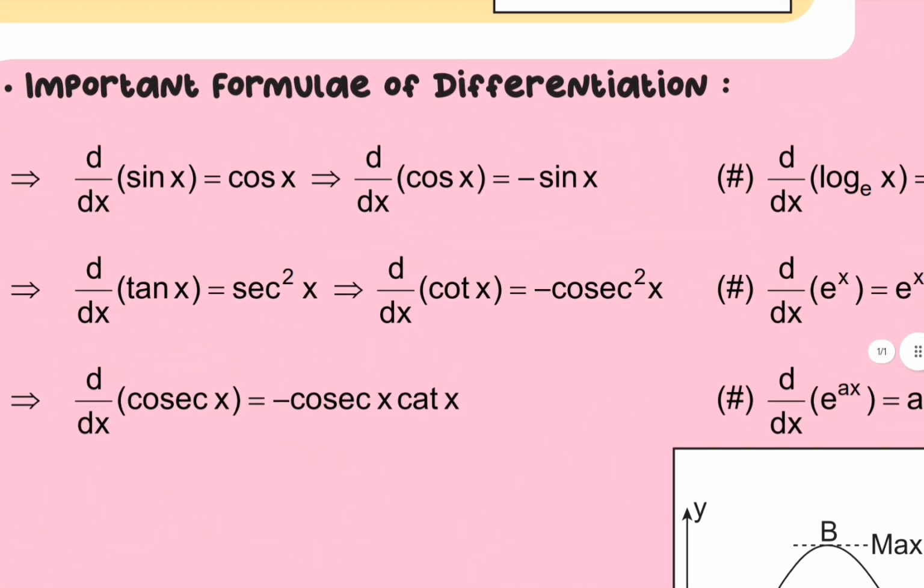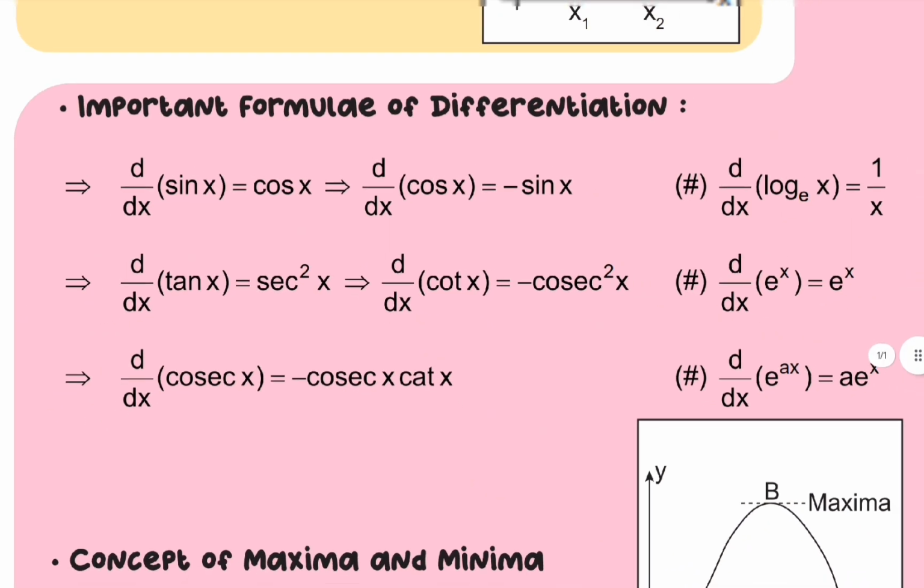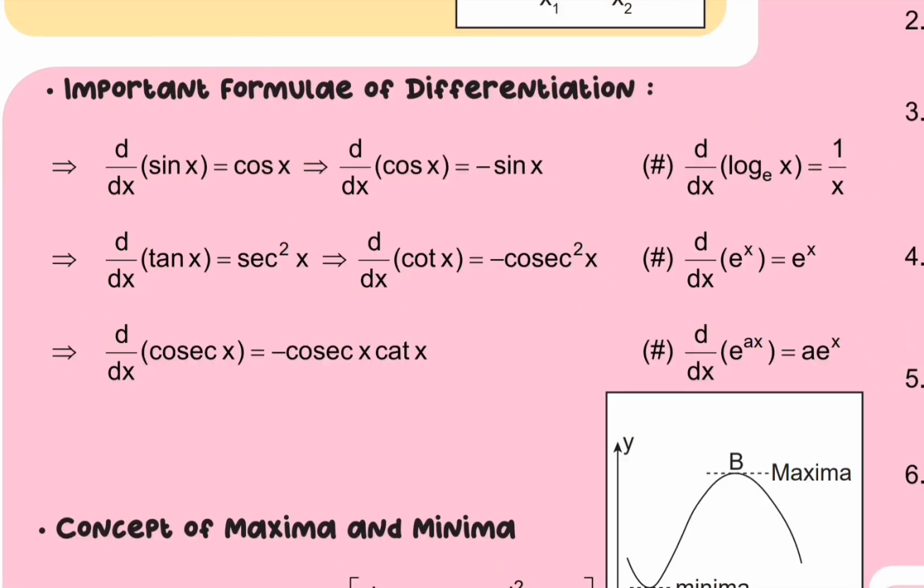And now some important formulas for differentiation. d by dx of sin x, that is, the derivative of sin x, is equal to cos x, and the derivative of cos x is equal to minus sin x. The derivative of tan x is equal to sec square x, the derivative of cot x is equal to minus cosec square x, and the derivative of cosec x is equal to minus cosec x into cot x.